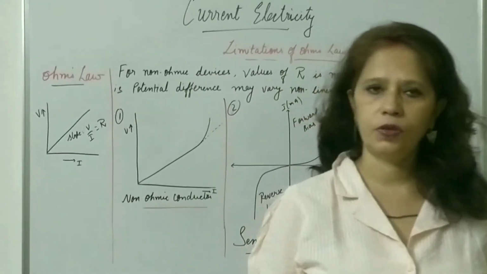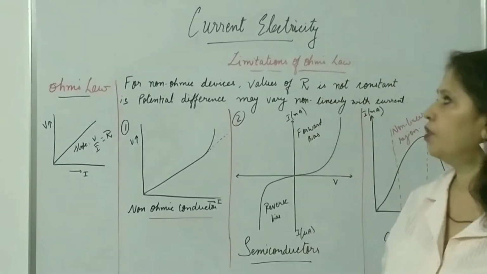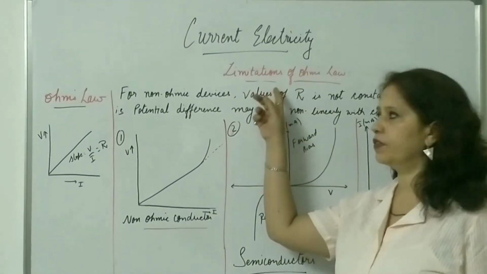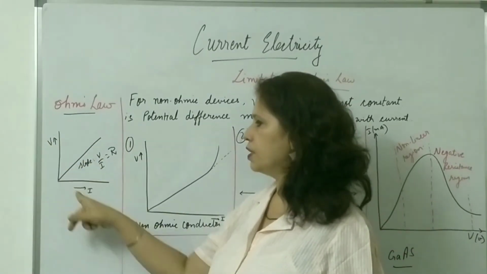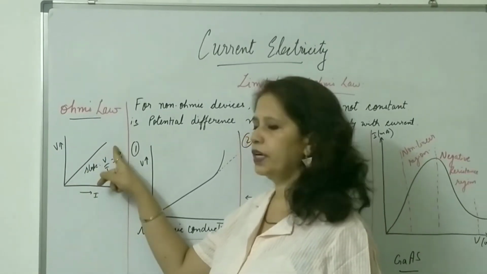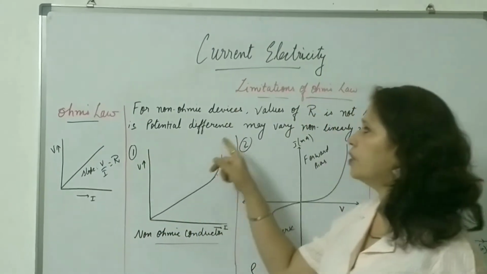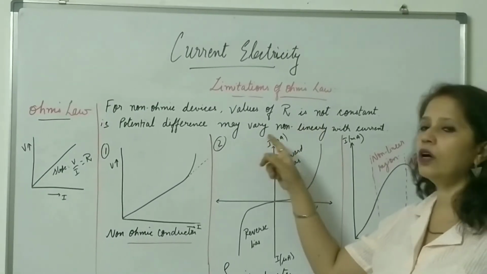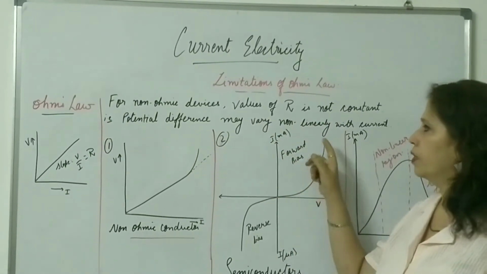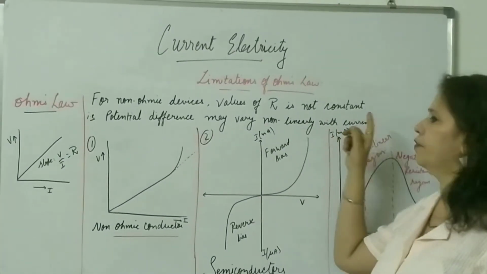In the previous video, we learnt about the graphs of electrostatics, and today we will be seeing the graphs of current electricity. So first, Ohm's law. In the V versus I graph, we get a straight line and the slope V upon I will give you resistance. Now there are some non-ohmic devices which do not obey Ohm's law. That is, potential difference may vary non-linearly with current.